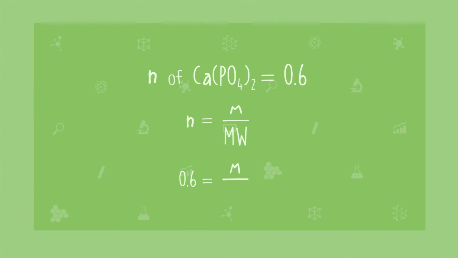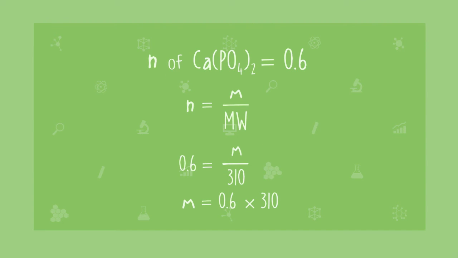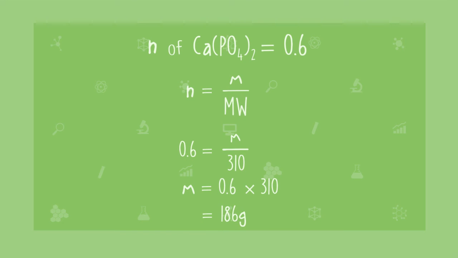So going back to our equation, we now insert 310 for the MW. 0.6 equals M divided by 310. To get the M, we need to rearrange it slightly. M is going to be 0.6 times 310, which is 186 grams.